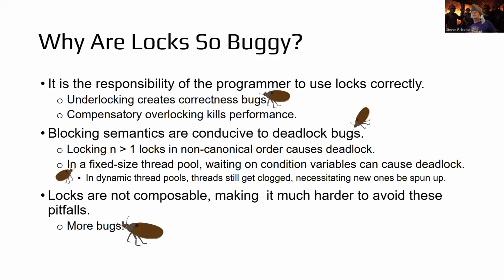So this is a very tricky thing to get right. And these are the bugs that show up in your code, right? So underlocking can create correctness bugs, right? You get race conditions and whatever. Overlocking can kill your performance. It can just make everything sequential but more complicated. Blocking semantics are conducive to deadlocks, right? And we've discussed all these pitfalls before, and it's hard to avoid them all, as you've already discovered in your programming exercises in the course so far.